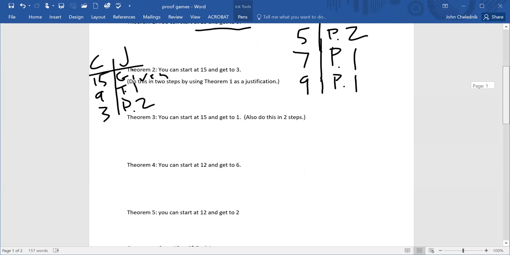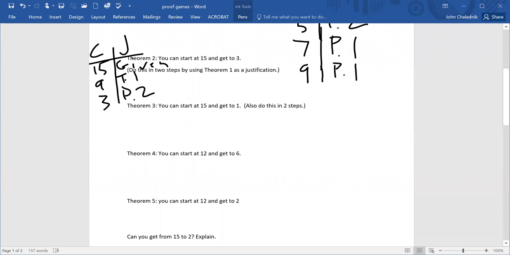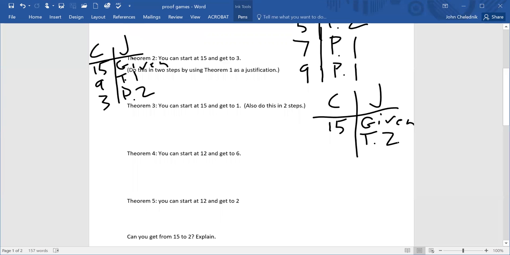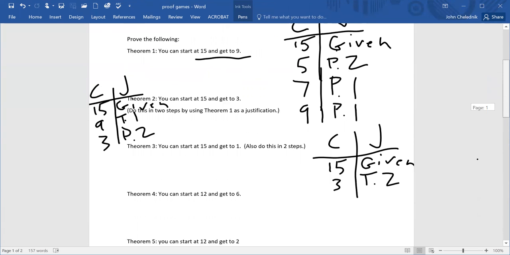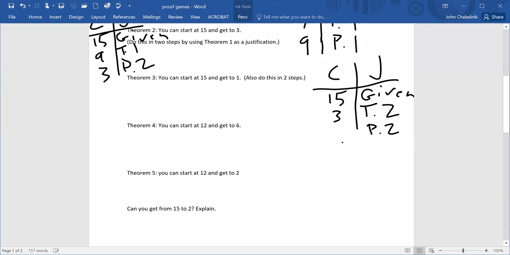This brings us to our third theorem. It says you can start at 15 and get to 1. It says also do this in 2 steps. I think I see the way to do this in 2 steps. So we'll start at 15. That's given to us again. Now, in theorem 2, we proved that we can get from 15 to 3. Now we're going to get to 1. Well, 3 is divisible by 3, so by postulate 2, divide by 3, and there you have it. We're at 1.